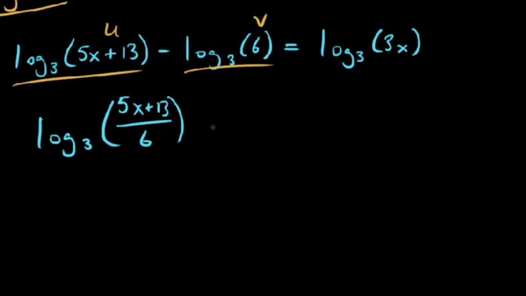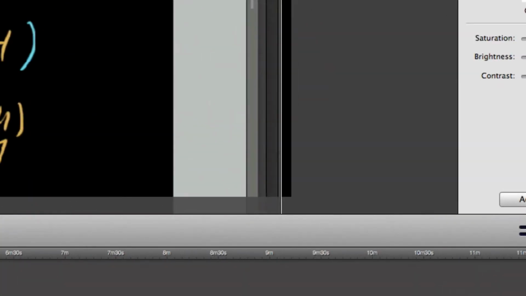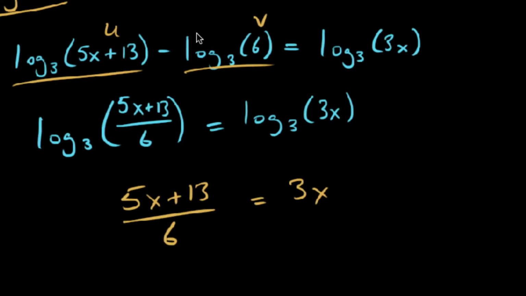So basically working backwards, and we say this is the same thing as what we had on the right here, which was log base 3 of 3x. And so now we have two logs that have the same bases and are equal. It would be fair to say at this point then, therefore, 5x plus 13 all over 6 is the same thing as 3x. And then we can go ahead and go about solving this. Sorry, that bouncing thing was getting in my way there.